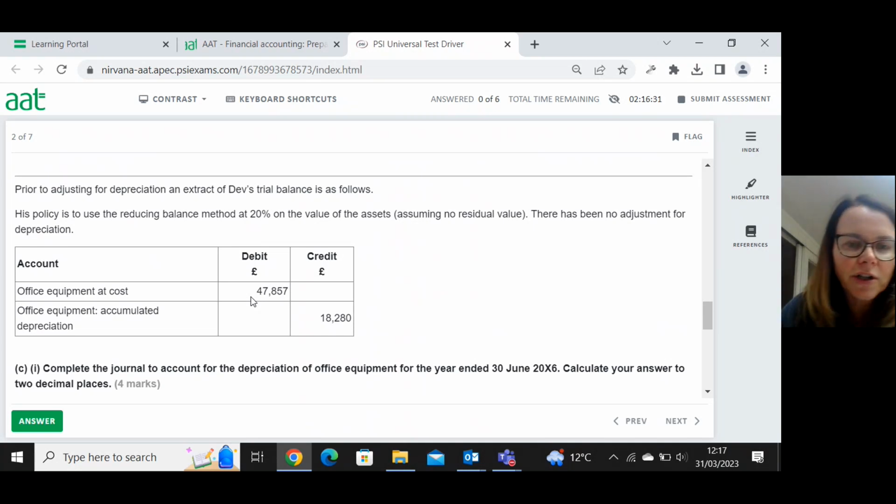Right, so we take the cost 47,857, subtract the accumulated depreciation to date. That gives me a carrying amount of 29,577. It's 20%. So I'm going to find 20% of that figure, which comes to £5,915.40.